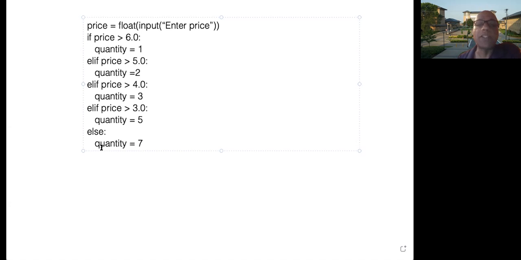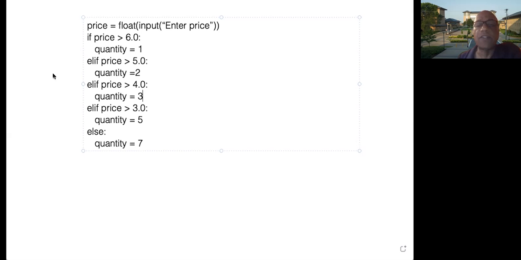So now suppose price is 4.5, then we will be ignoring this. This is false, so this is ignored. Then we come here, we check if price is greater than 5. Price is 4.5, greater than 5 is false, so we will not set quantity to 2. Then we check if price is greater than 4.0. Price is 4.5, greater than 4.0, so quantity will now be set to 3. And this will be ignored.